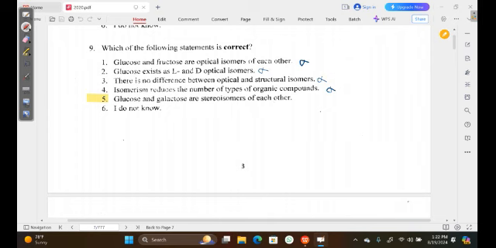Then option 5 is saying glucose and galactose are stereoisomers of each other. This is actually very, very correct. Glucose and galactose are stereoisomers because their atoms are bonded together in the same way, but they are arranged differently in space. So that is what makes this option very true. So we can move to question number 10.